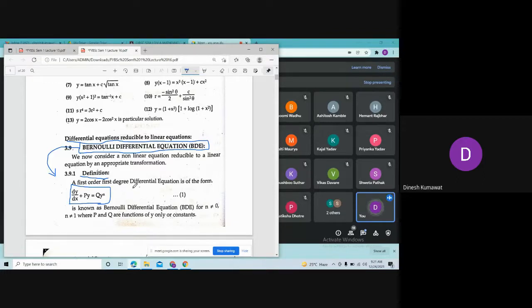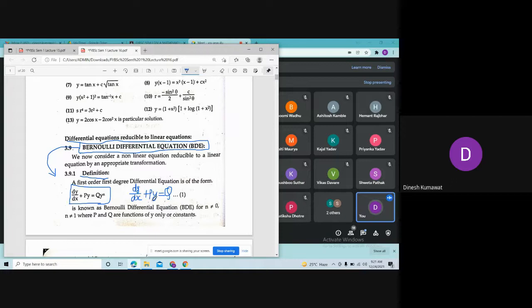Let me write the linear differential equation for you. That is dy by dx plus py is equals to q. This is my linear differential equation.